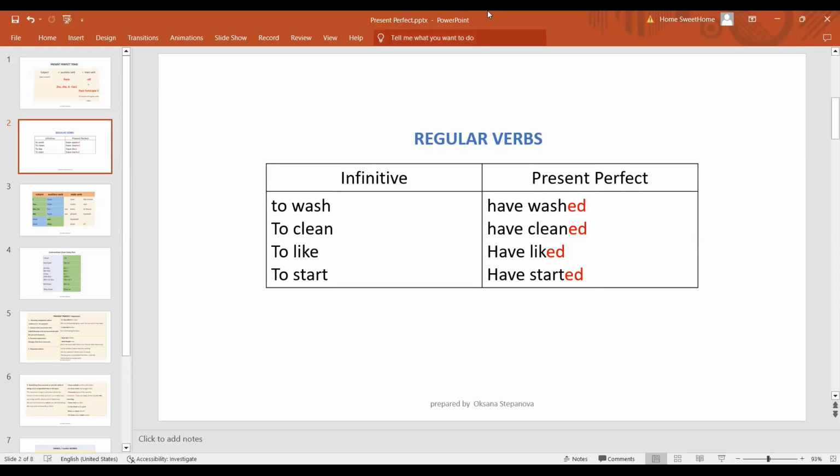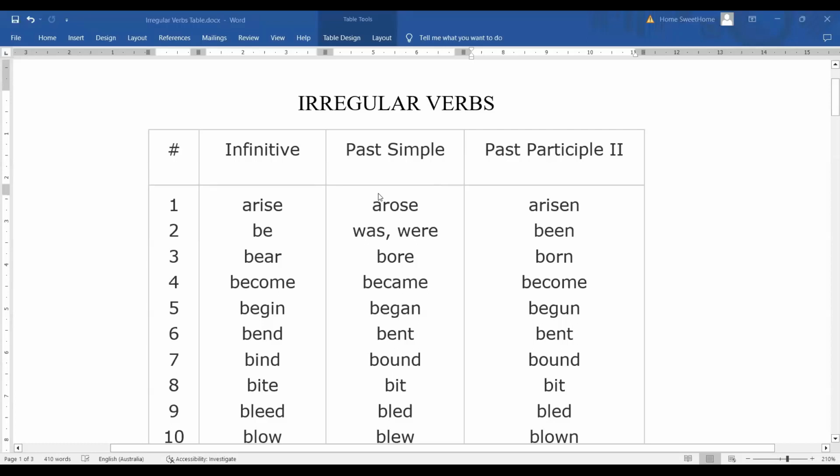Now let me show you the irregular verbs. All right, guys, so irregular verbs usually go in a table, and there are over 100 irregular verbs. Of course, it would be great if you learn all of them, but you don't really have to, unless you are asked to. But how do we actually work with irregular verbs?